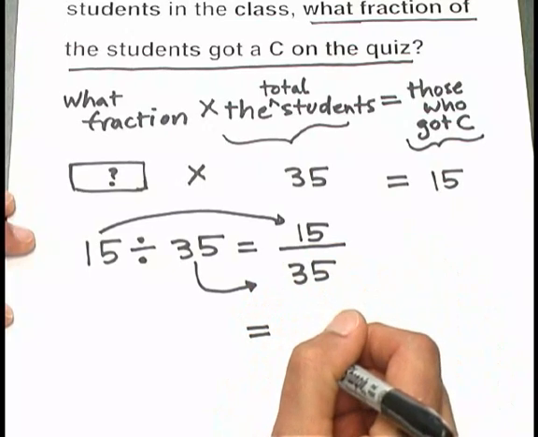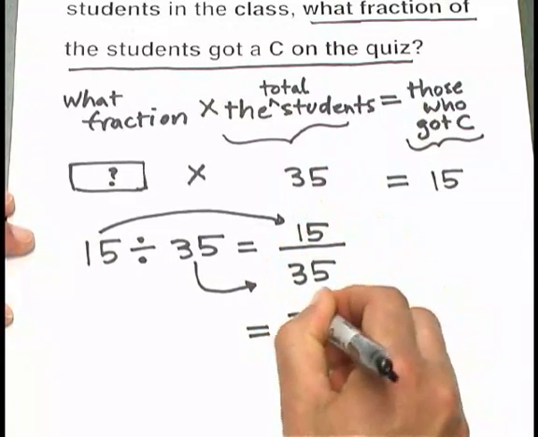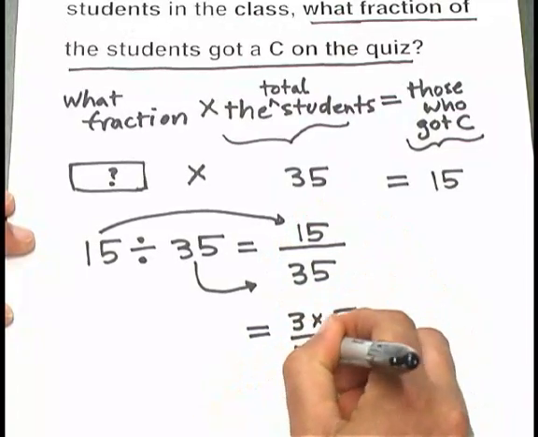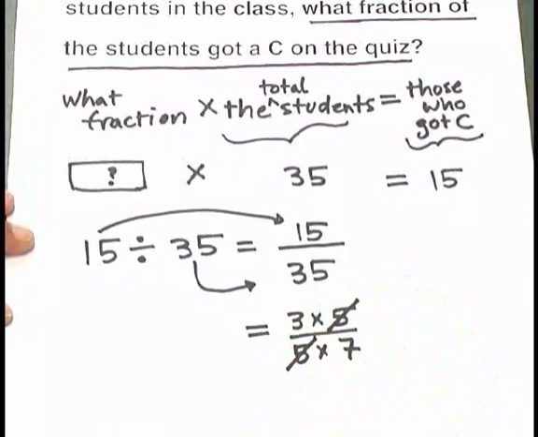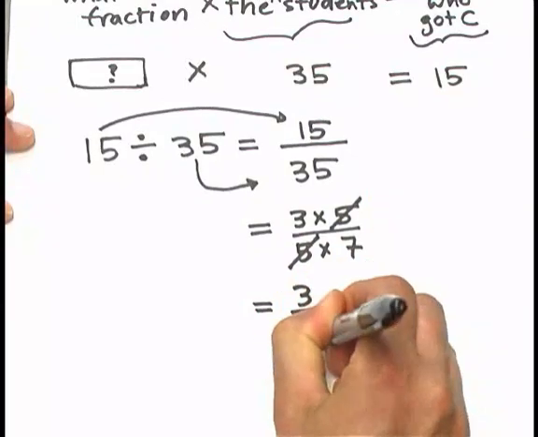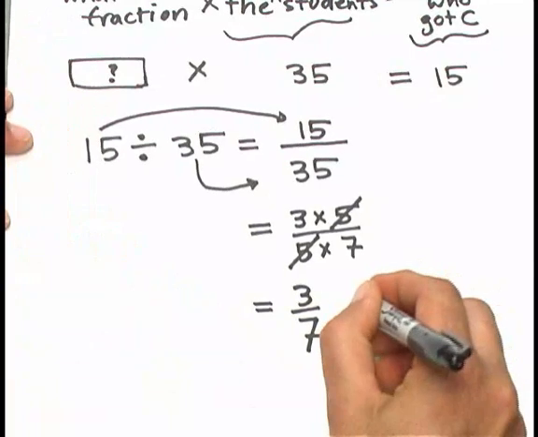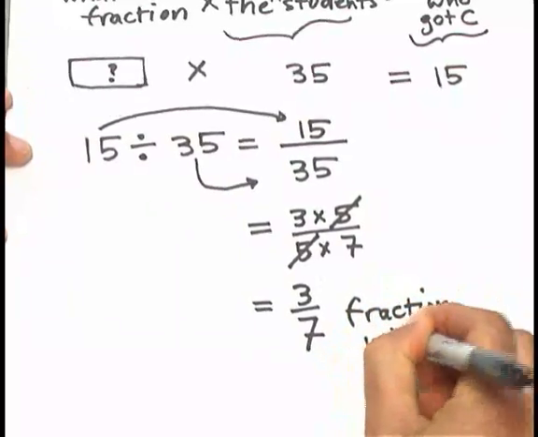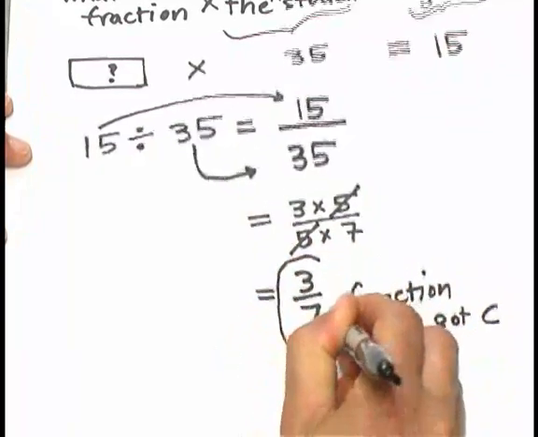Now, let's see if I can reduce this fraction. 15 is 3 times 5. 35 is 5 times 7. I have a common factor of 5 that I can cancel above and below. That leaves me with 3/7. And 3/7 is the fraction we're trying to find. That's the fraction of the students who got a C on the quiz. There's our answer, 3/7.